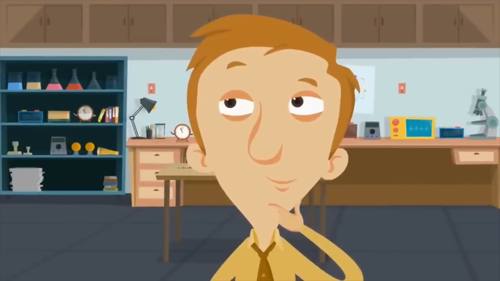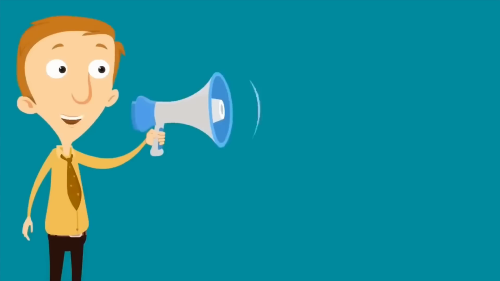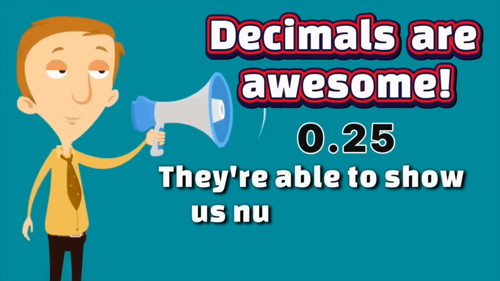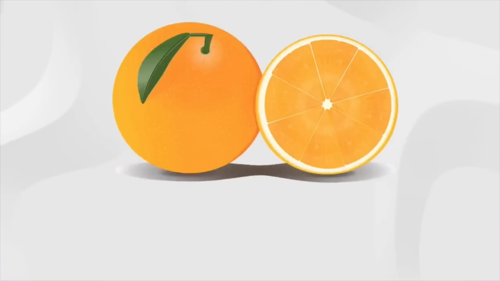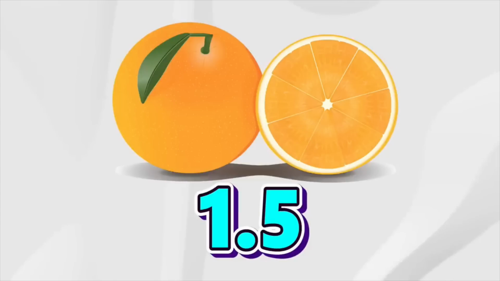We've learned a lot about decimals in this video. Decimals are awesome. They're able to show us numbers that aren't whole numbers. Like here, we don't have a whole number of oranges. We have 1½ oranges. What is 1½ in decimals? 1.5. Exactly. We have 1.5 oranges.